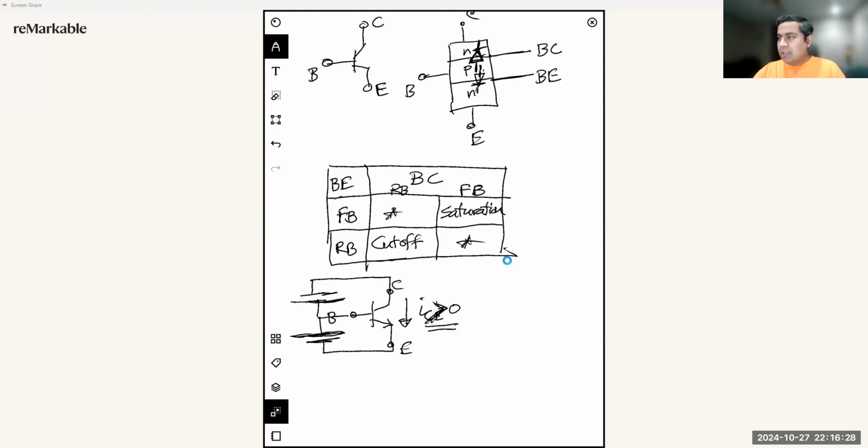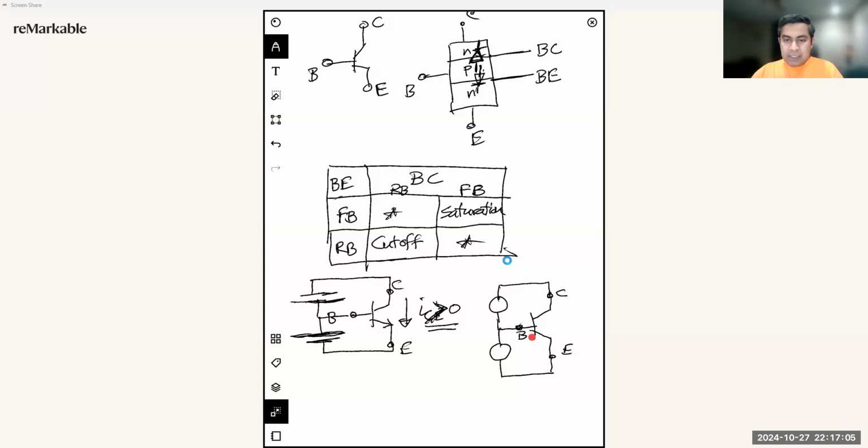So let's talk about the first one, where the base emitter junction will be forward biased, but the base collector junction will be reverse biased. What happens in that situation? For the polarity of the sources, I am going to draw two sources just to make it a little bit different, and sometimes it's easier to understand if we draw it this way. So this is our collector, emitter, and base.